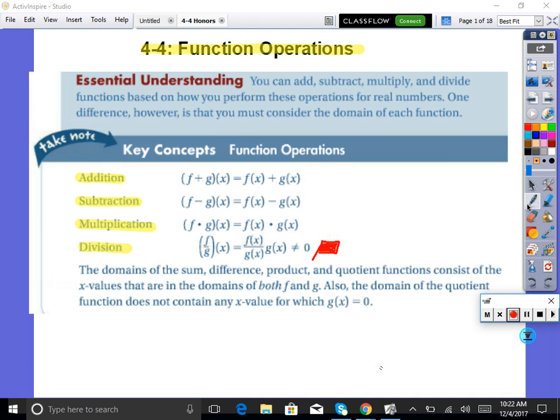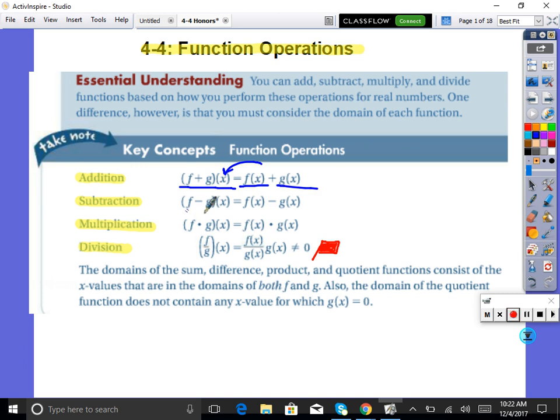Initially it is quite easy. So function operations: we're adding, subtracting, multiplying, and dividing functions, and then in a little while we'll be doing function composition. This is just some different notation, f plus g of x. People think that is times by x, but it's not. F plus g of x means you have a function f of x plus a function g of x. That's it. Does everybody get it?